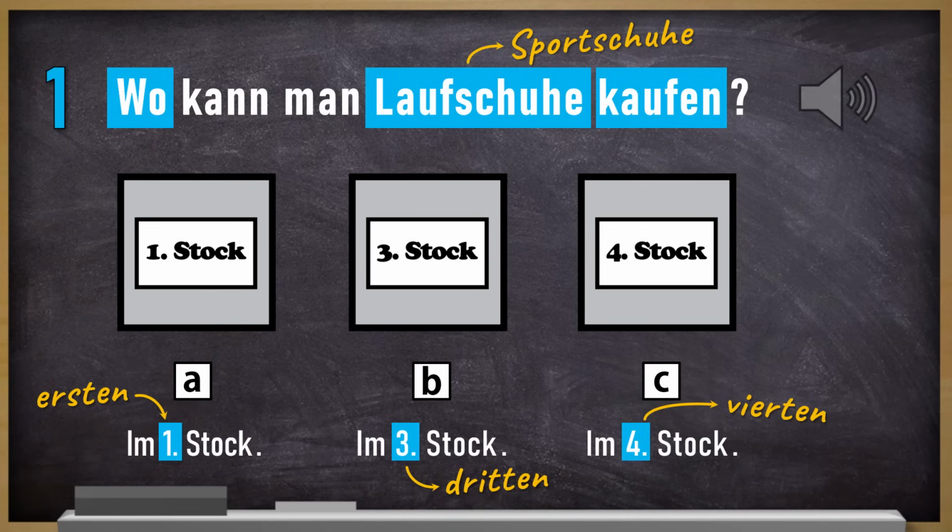Weißt du, wo es hier Laufschuhe gibt? Oh, das weiß ich auch nicht. Aber dort ist ein Infoschild. Im 4. Stock gibt es Herrenschuhe. Damenkleidung ist im 1. Ah, hier. Im 3. Stock findest du Sportschuhe.